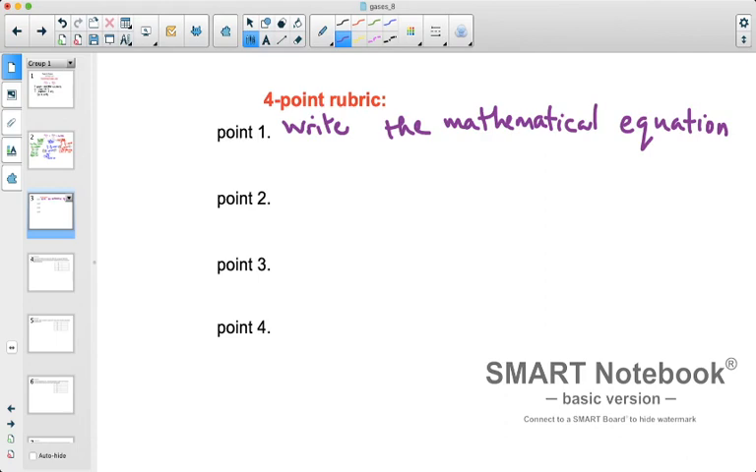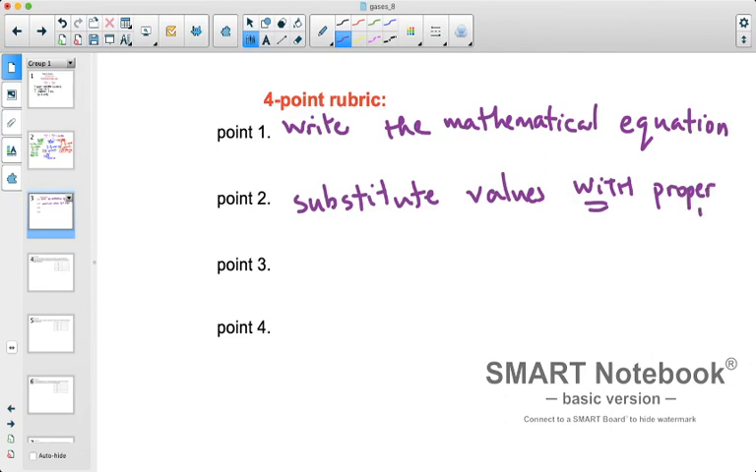You should be rereading the problem if necessary. You should create a chart of the givens if necessary. Now, your second point is now, after reading the problem, you're going to specifically substitute the values from the problem with the proper units. And some of you get lazy and you don't want to write down the proper units. The units are given to you in the word problem. So write them down next to the value. And you have to put it in the correct location it is in the mathematical equation.